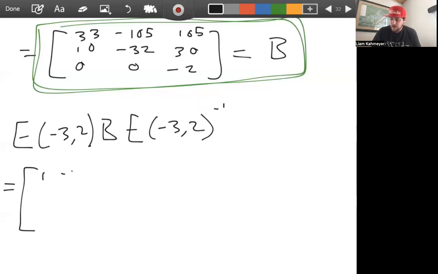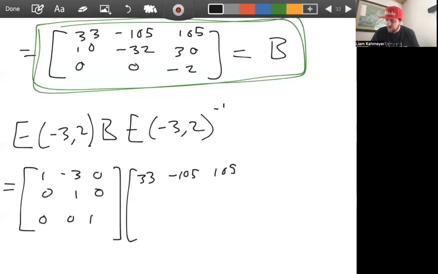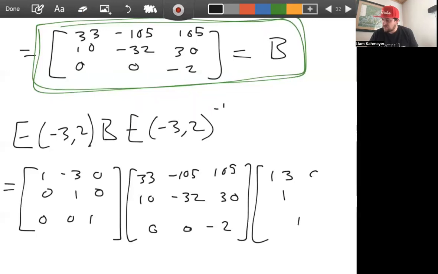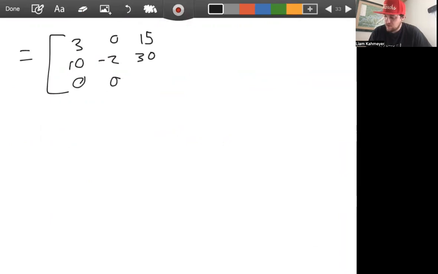So that would be E, the product of E21 with B times E21 inverse. Well, this would be 1, 0, 0, negative 3, 1, 0, 0, 0, 1, right? Sorry, I want negative 3 copies of row 1 added to row 2. And then B is the matrix 33, negative 105, 105, 10, negative 32, 30, 0, 0, negative 2. And then times the inverse, right? And the inverse of an elementary matrix is you just flip the sign of the non-zero entry that's not along the diagonal. And again, I want you to verify this product. And what I got here was 3, 0, 15, 10, negative 2, 30, 0, 0, negative 2.